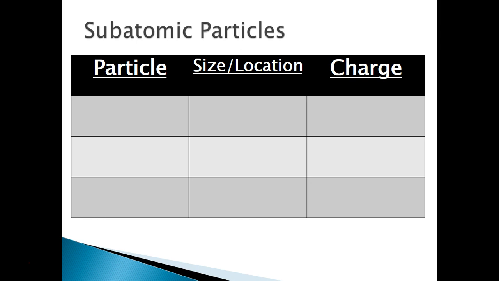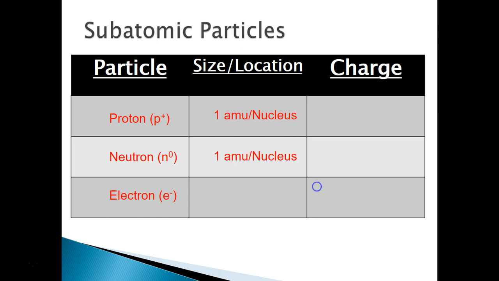All right, so let's look at each of those particles individually. So a proton's symbol is a lowercase p with a superscript positive charge. A neutron is a lowercase n with a superscript 0, and an electron is a lowercase e with a superscript negative sign. So protons have a size or mass of 1 AMU, which stands for atomic mass units. And protons can be found in the nucleus of an atom. And the nucleus is just the central part of an atom. Neutrons also have a mass of 1 atomic mass unit, and they're also found in the nucleus.